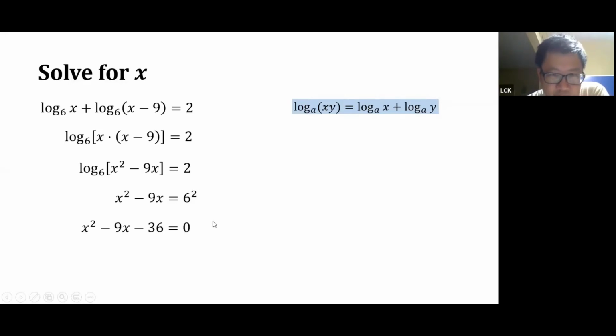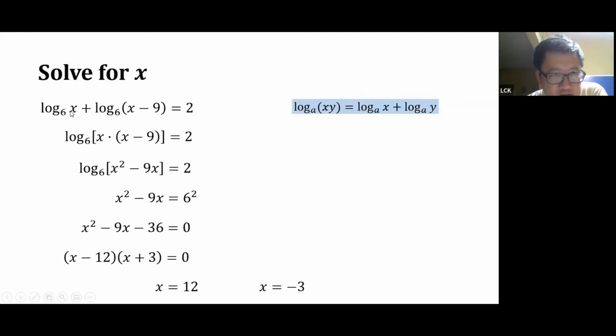Of course, expand that: 6 squared is 36, so bring the 36 over, that becomes minus 36. And factorize that again, you can nicely factorize that. So the factors are x minus 12 and x plus 3. So once you have that, you can get your answer: x equals 12 and x equals minus 3.